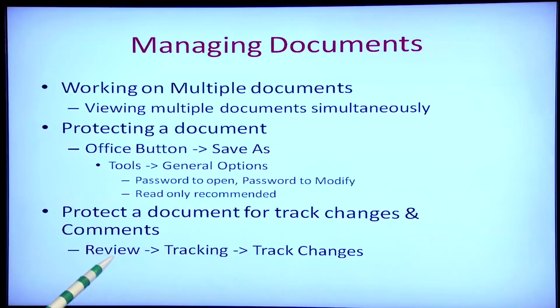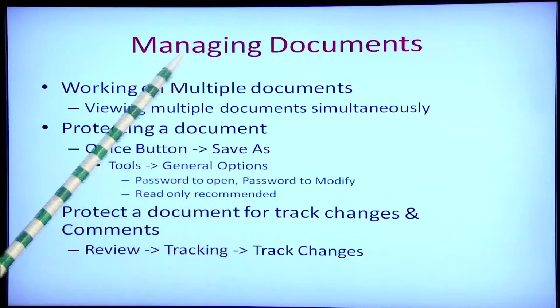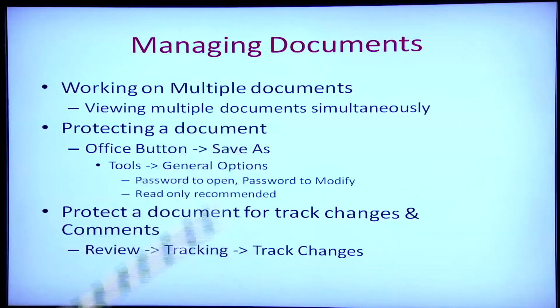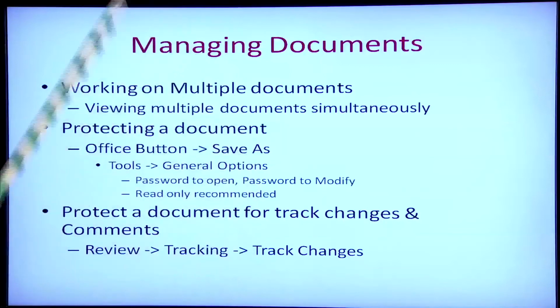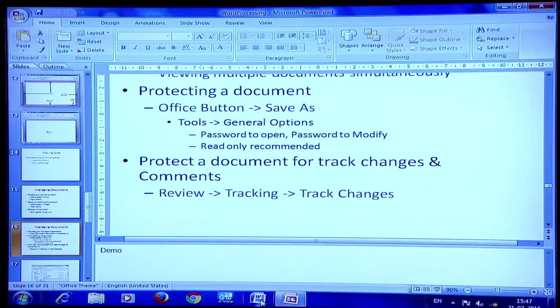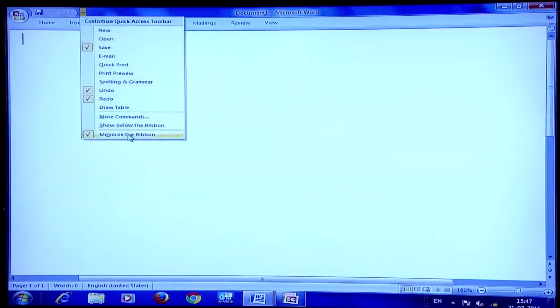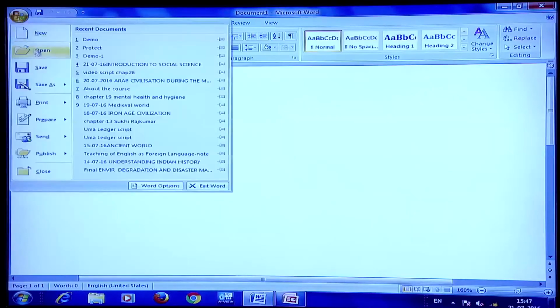For this we go to review, tracking and track changes. We use this when we want someone else to check our document and proofread it. Suppose I have written a book which contains many pages, 10, 20 or let me say 50 pages. I want someone to edit this book, and whatever changes that person makes, I want to see all those changes. For that I can say review, tracking and track changes. Now, let us see how we can do this. I start Word again, minimize the ribbon, I deselect it, I open a document.